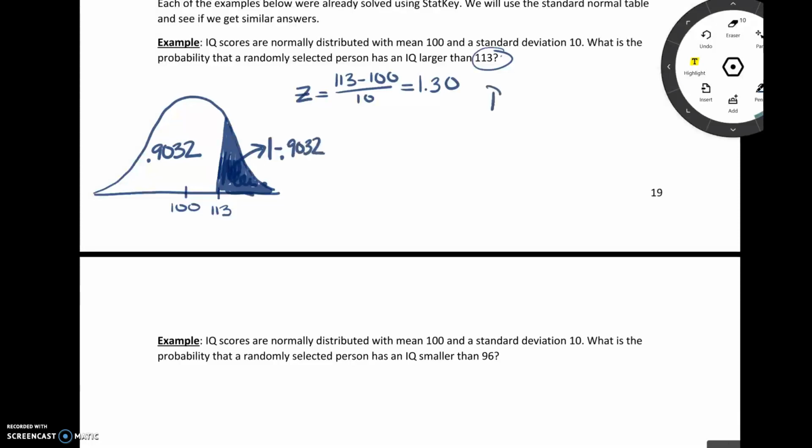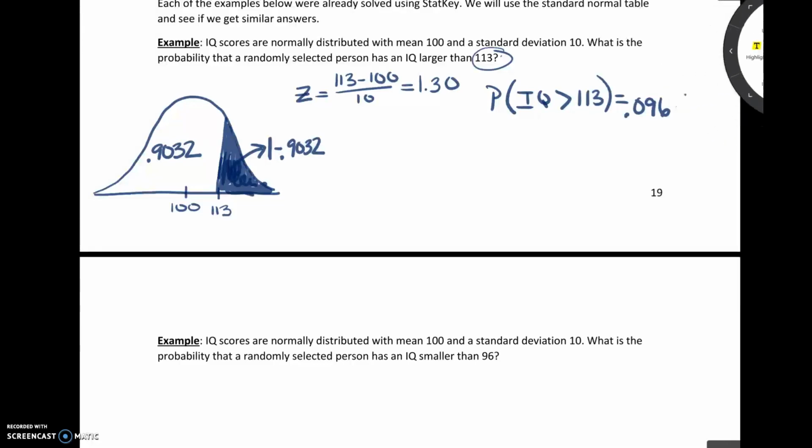So in other words, the probability that a randomly selected IQ score is larger than 113 is equal to 1 minus 0.9032. And so take a moment, put that in your calculator, and you'll find that that is equal to 0.0968.